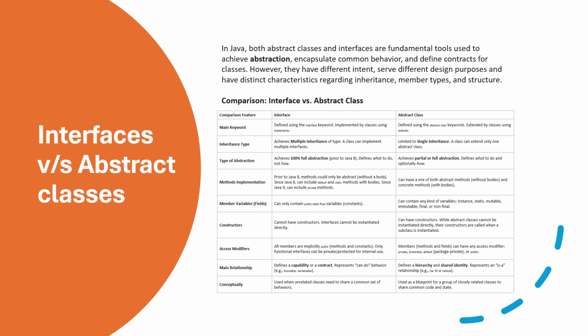Next feature is main relationship. So interfaces define a capability or a contract. They represent can-do behavior, while abstract classes define a hierarchy and shared identity, and they represent an is-a relationship. Conceptually, interfaces are used when unrelated classes need to share a common set of behavior, while abstract classes are used as a blueprint for a group of closely related classes to share common code and state.